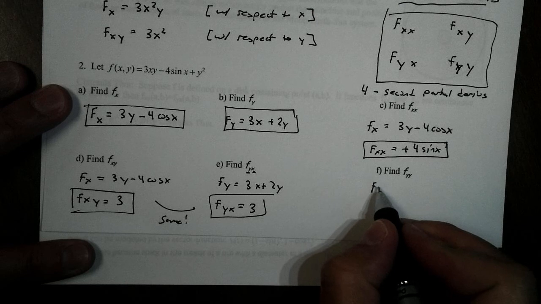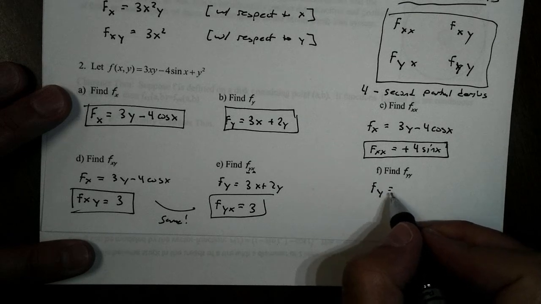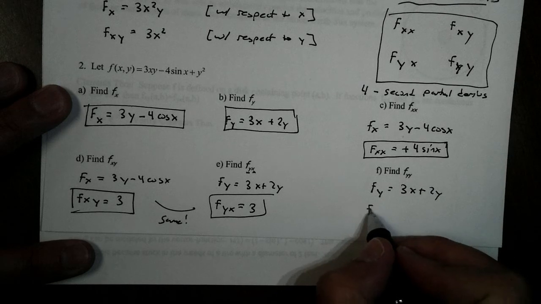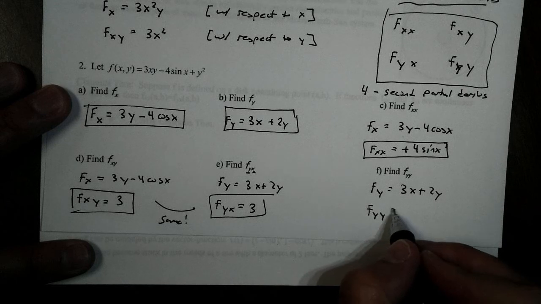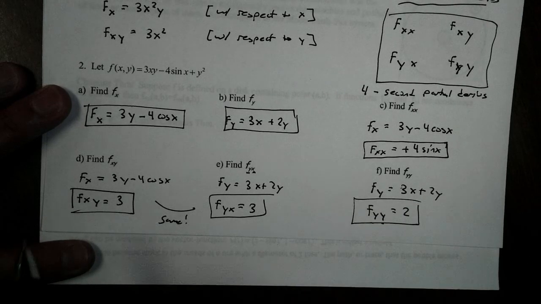Alright, so let's take the second derivative of y with respect to y. Well, remember, our first derivative was this 3x plus 2y. And f y y, we're going to get 2, because the x is just a constant right there.